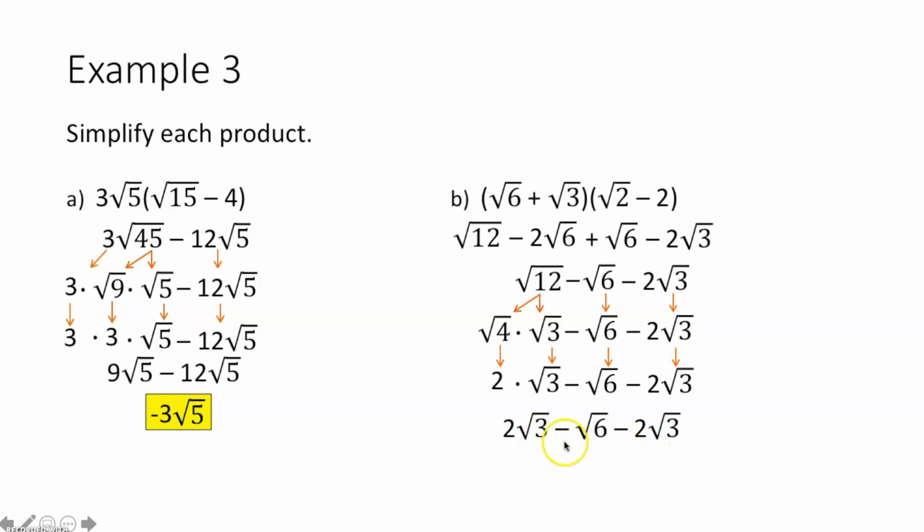Oh, look at that. We do have like radicals now. Because we have like radicals, we can keep that the same and combine the coefficients that are out front. What's 2 minus 2? Oh, that's 0. We then go ahead and tack this negative rad 6 on the end. And what's 0 rad 3? Well, 0 times rad 3 is 0. So 0 minus rad 6 is just going to be negative rad 6.